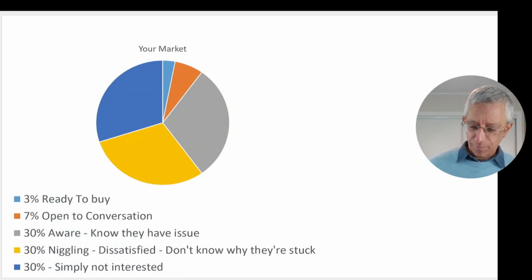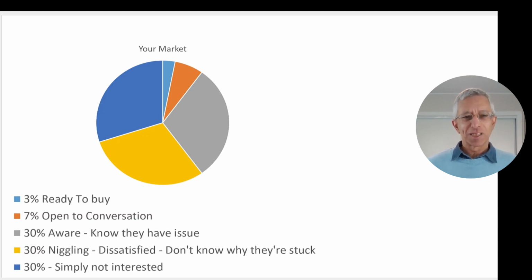Given all of this, you need to have a predictable system that attracts, engages, converts, and retains high-value clients. And that's what we're going to talk about today. So let's talk about your market. If we look at this pie chart, it's broken up into a whole bunch of segments.